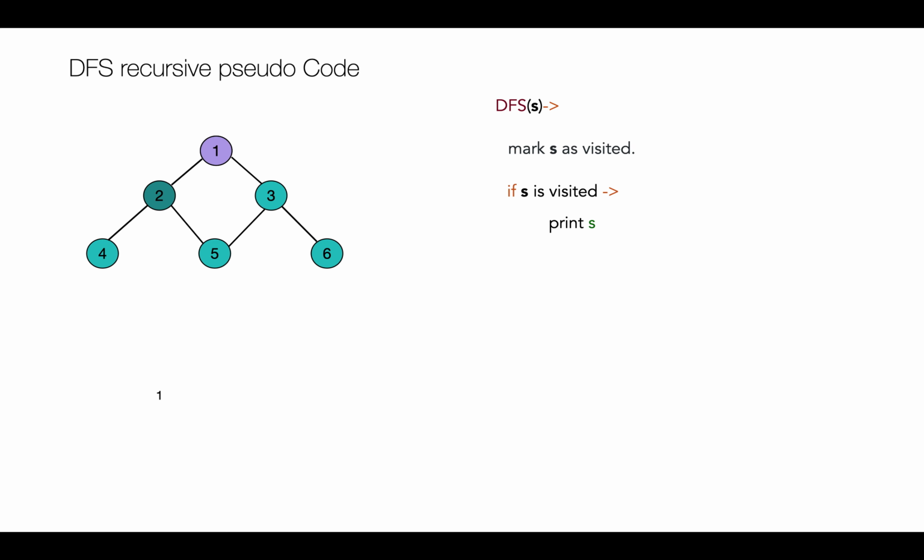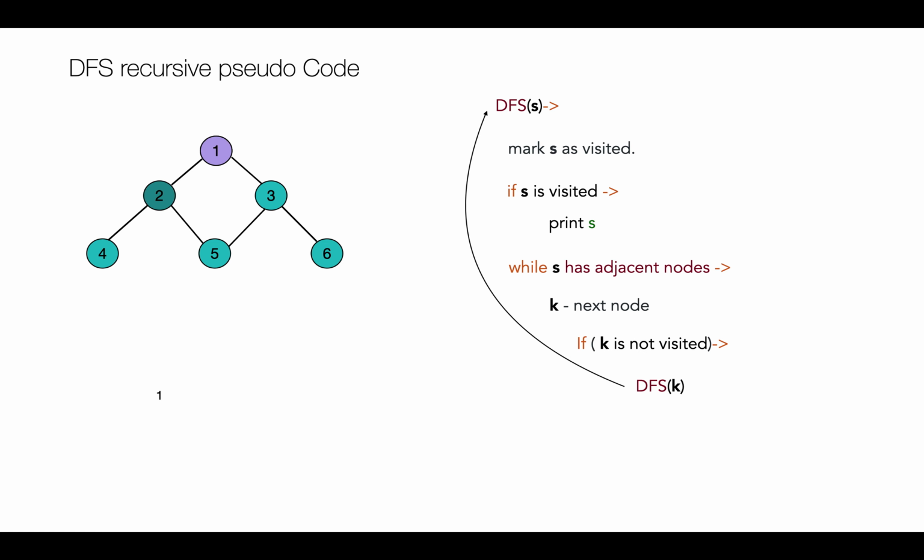Then from here we reach out to the adjacent nodes of this S one by one inside a loop, and we see if the node is not already visited, then we recursively visit it. So when all the nodes get visited in a branch, the execution gets back to the node in the same path to traverse the rest of its adjacent nodes recursively. So that's the recursive implementation of DFS.